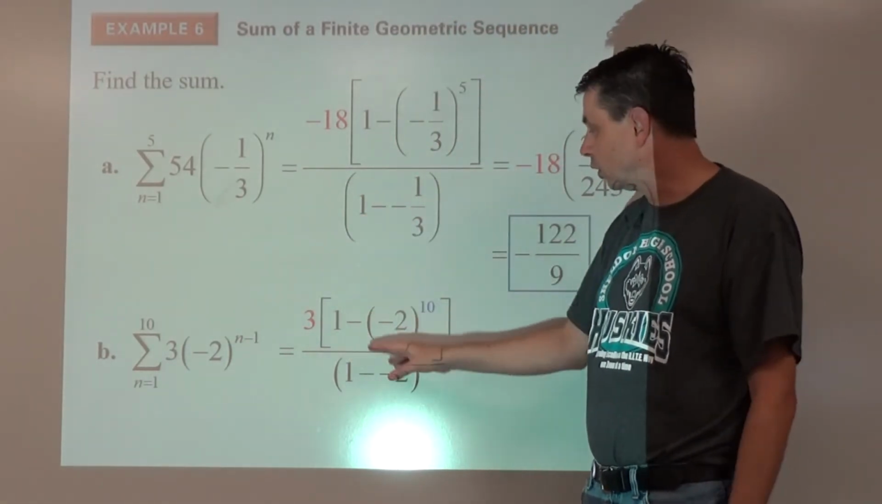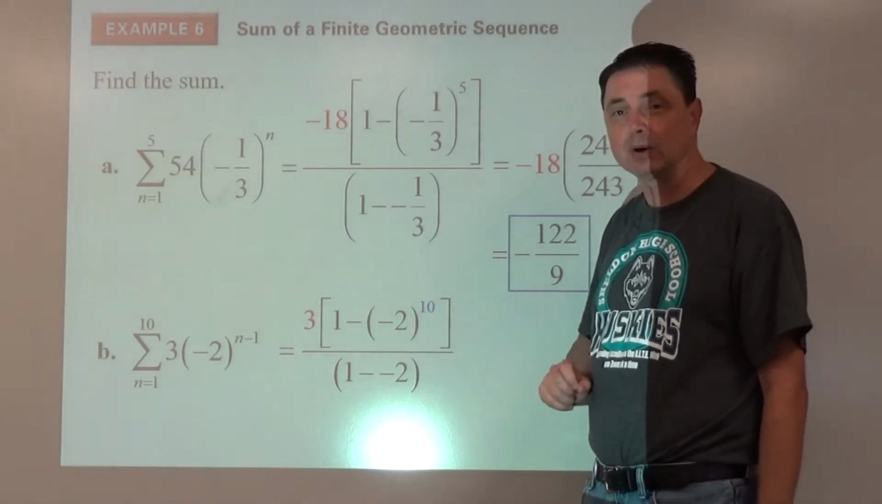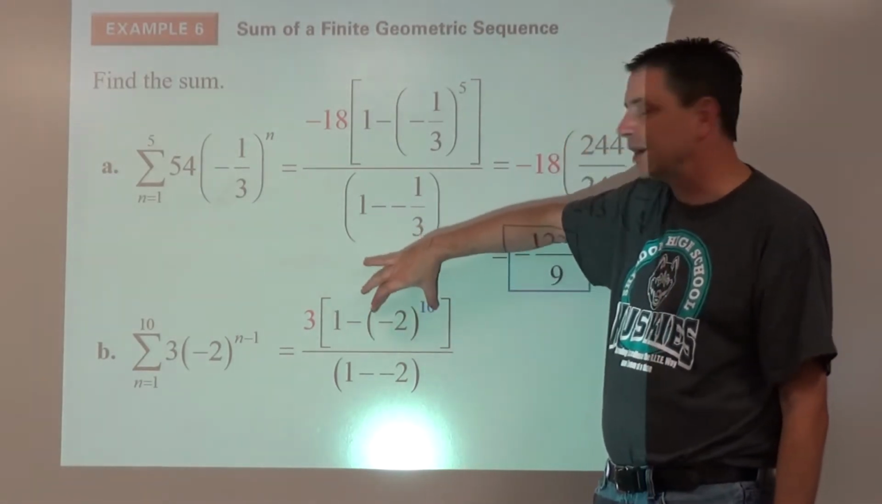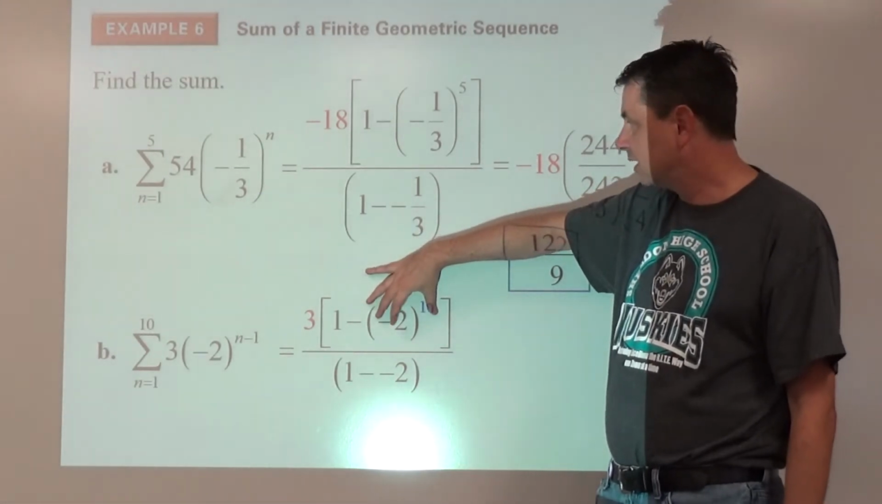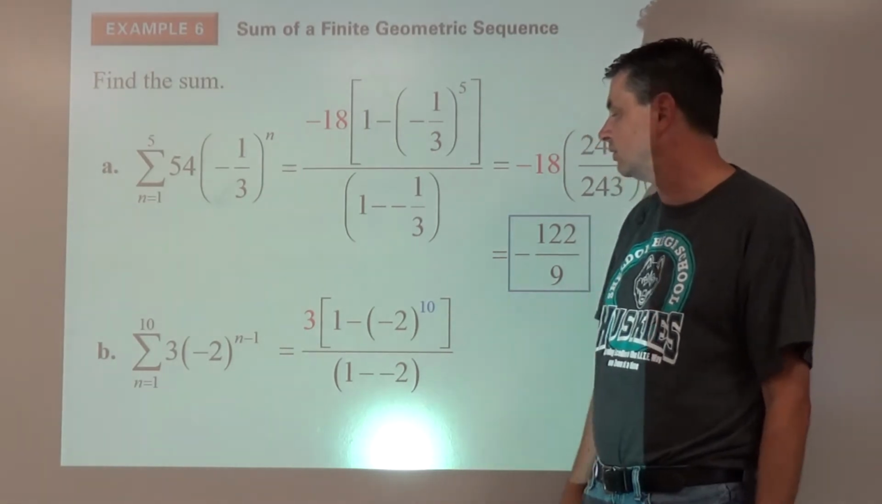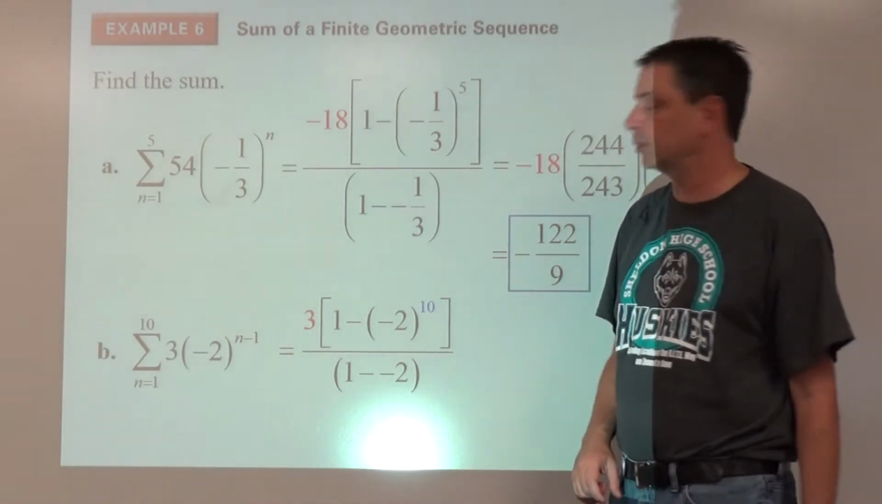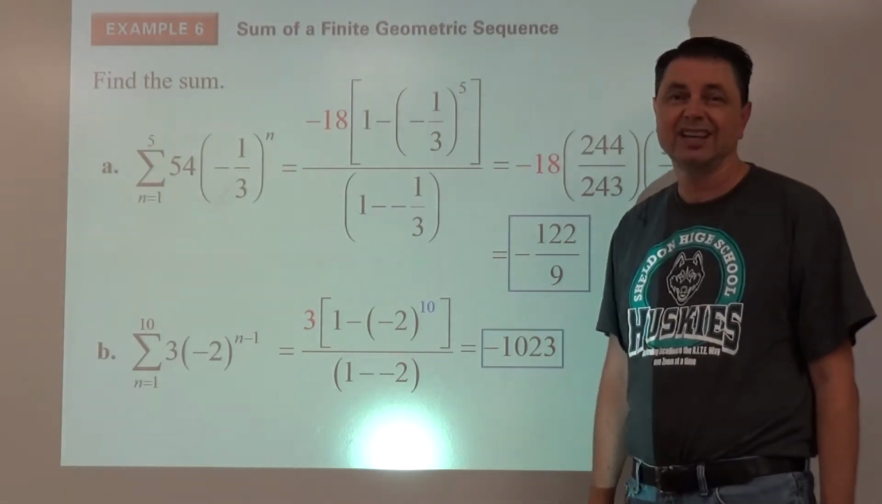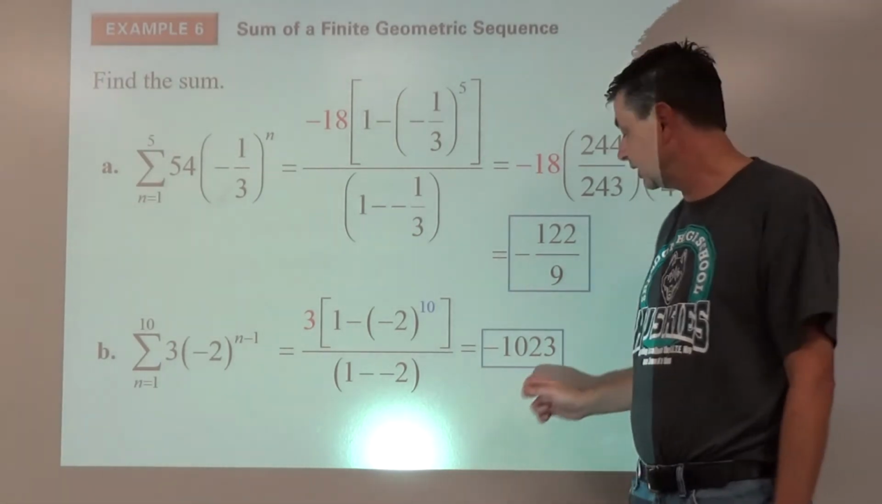And as we said before, negative 2 to the 10th power is going to be a positive number. So this becomes 1 minus that positive number. Now we don't have fractions here, so you could use a calculator to help yourself simplify this. Be very careful with the parentheses. You should get negative 1023. If you didn't, try it again until you do.